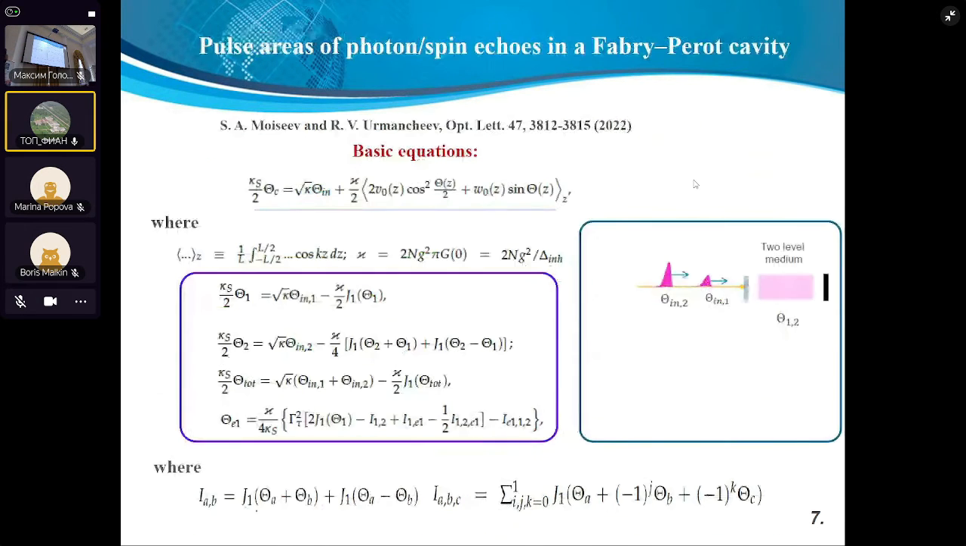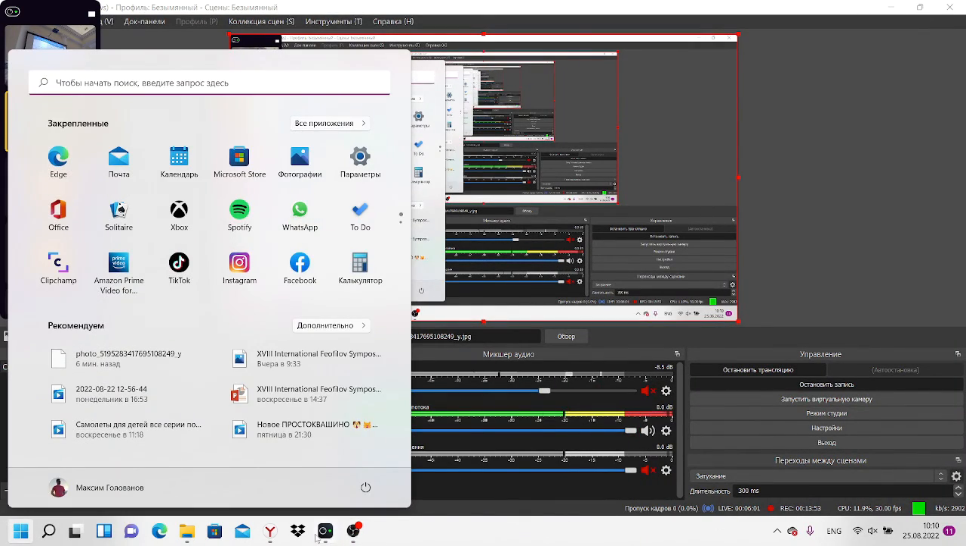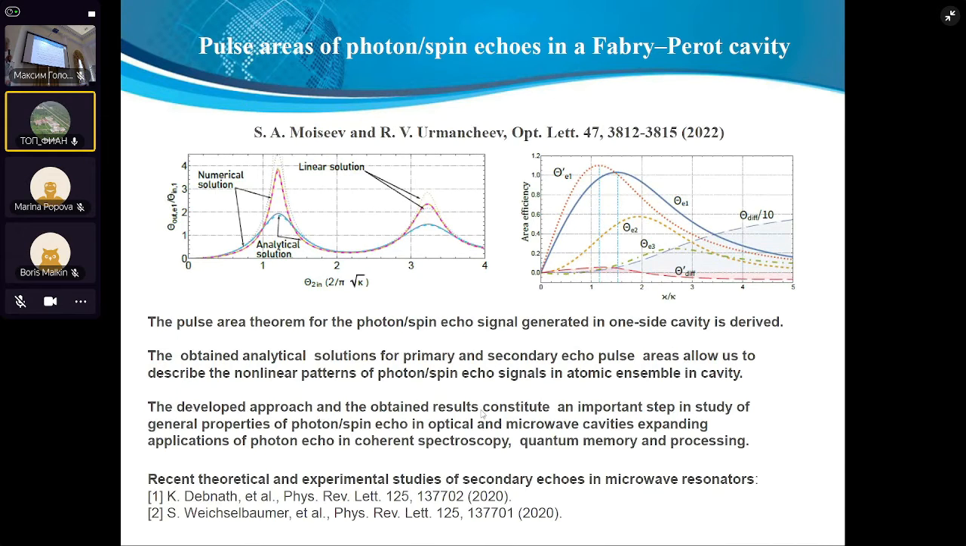And we decided to apply this technique to the formation of pulse area in the cavity. We also applied this technique, using slightly different equations for pulse area in cavities, and found a solution for a few echo pulses after excitation. And here you can find the pulse area of the first echo pulse, second, third, and so on. And recently such effects, multiple echo signals in a microwave resonator, were also studied theoretically and experimentally, and we say that our results are in good agreement with these calculations, which don't use the possibilities which we found in the pulse area technique.